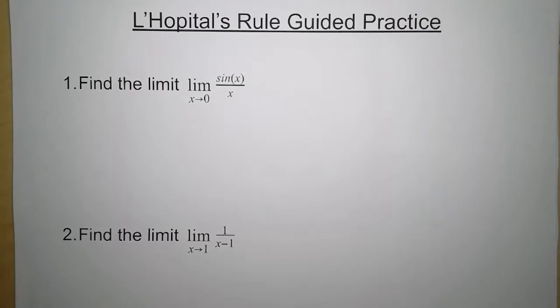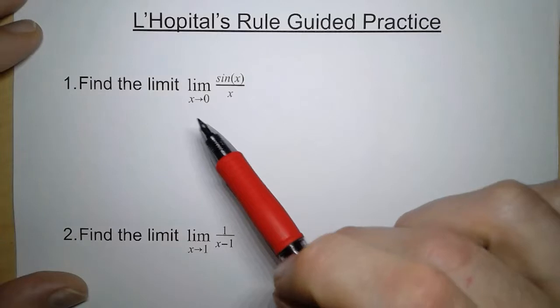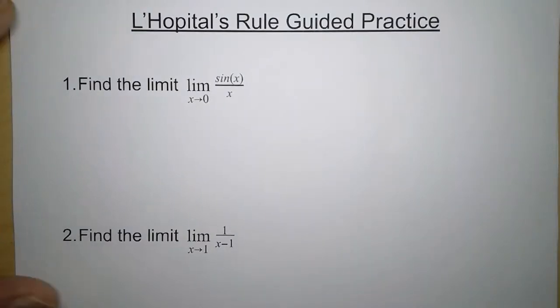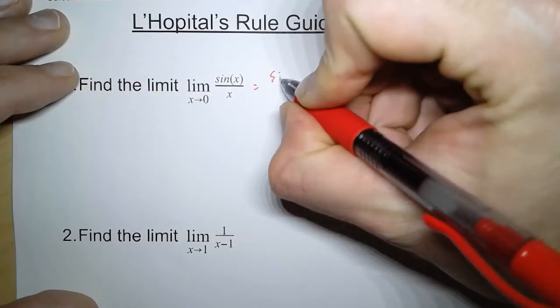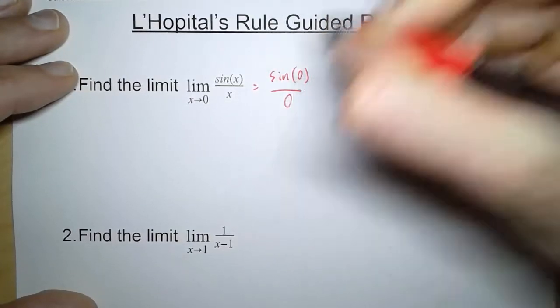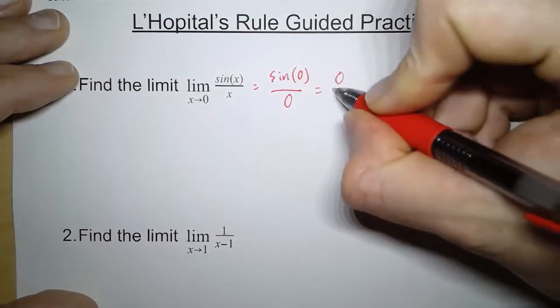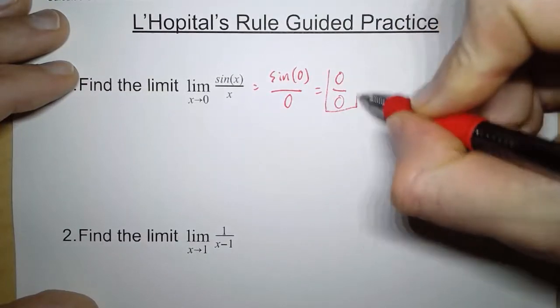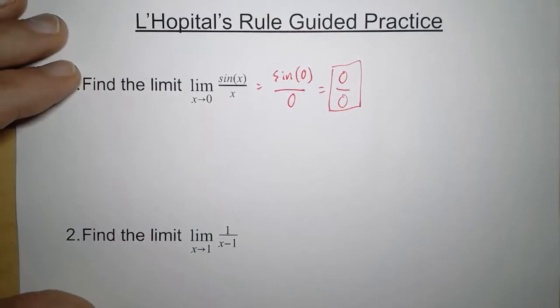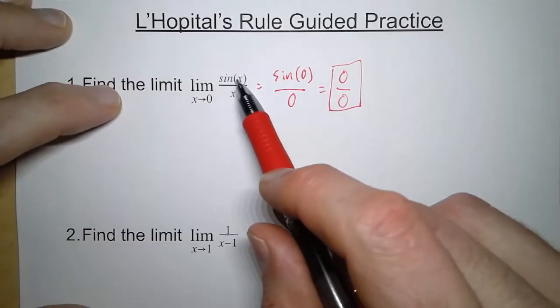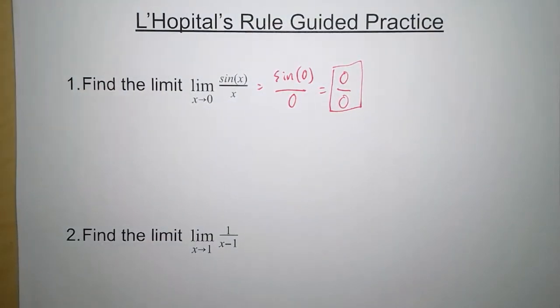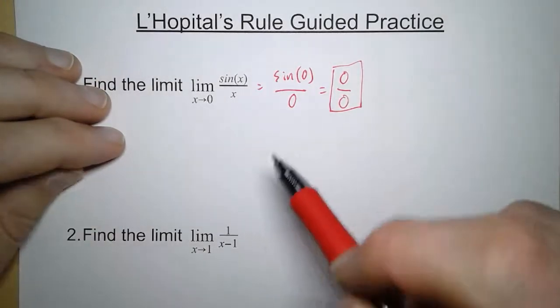So let's get started. Here we've got the limit as x approaches 0 of sine x over x. When we plug in 0, we have sine of 0 over 0, and sine of 0 is equal to 0. So this is one of the indeterminate forms, 0 over 0. What L'Hopital's rule says to clean this up is to take the derivative of the top and the bottom. Now the thing to avoid is, remember, this is not quotient rule. Rather, we're looking at the top and the bottom independently.